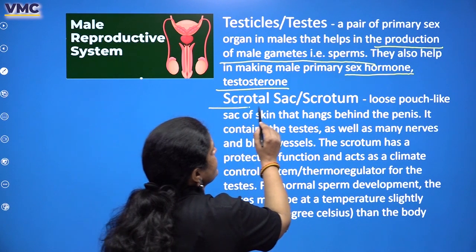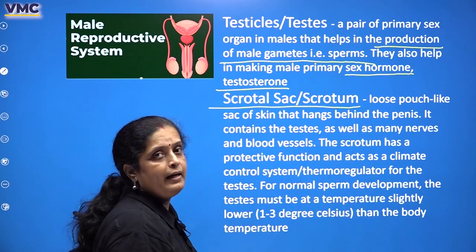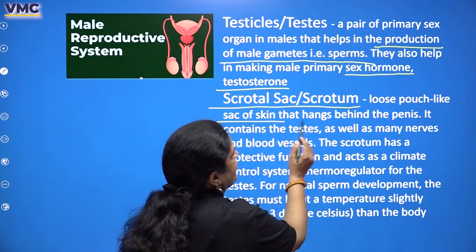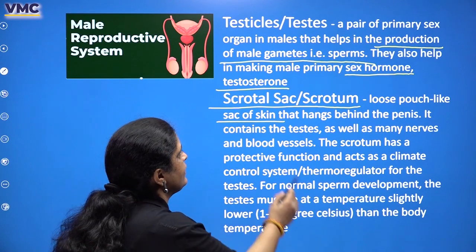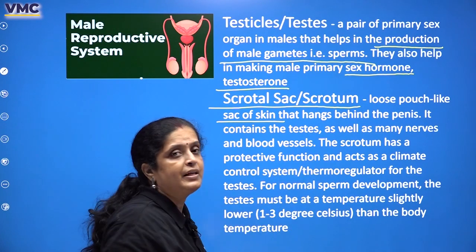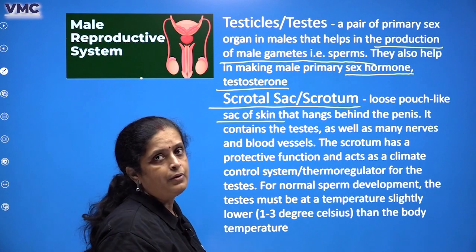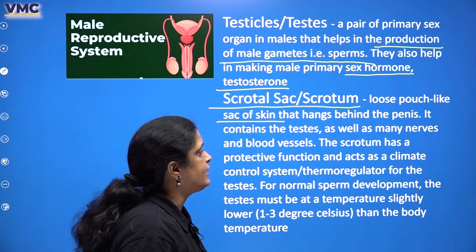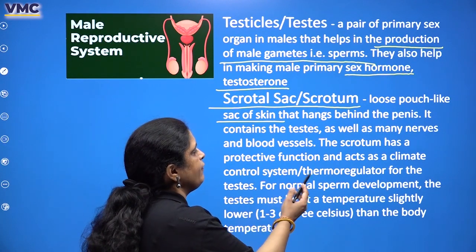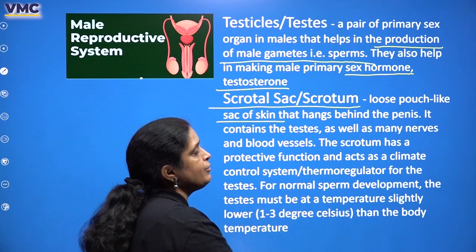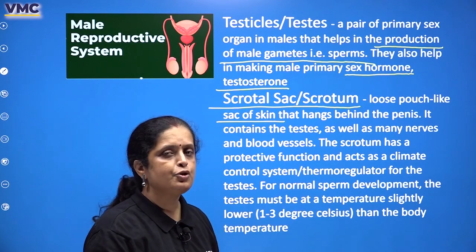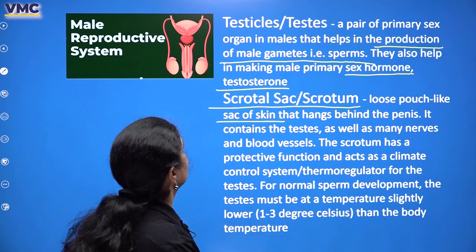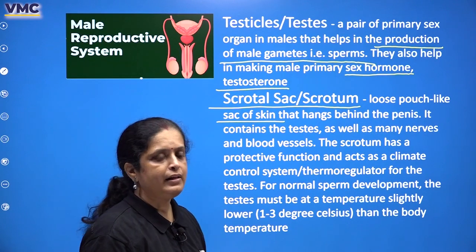Scrotal sacs. The testes are kept in a muscular bag in the scrotal sac. So this is a pouch-like structure, sac of skin that hangs behind the penis, and it contains the testis as well as many nerves and blood vessels, right? It is an organ, so it has a lot of nerves and blood vessels. It is connected with those. The scrotal has a protective function and has a climate control system. As I told you, it requires 2 to 3 degree less than the body temperature, and thus this special arrangement of testis being in the scrotal bag.